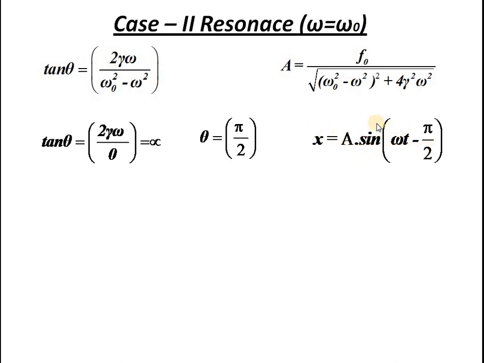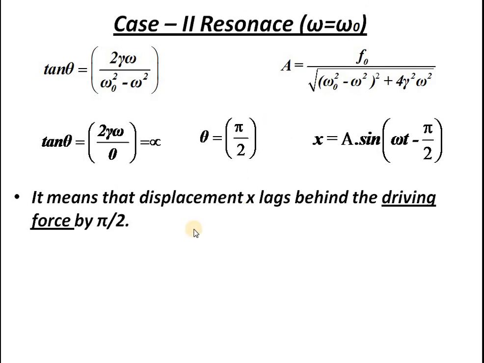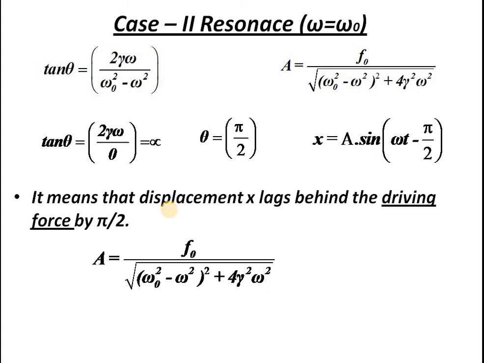That means force and displacement are out of phase by a pi by 2 angle. That is the physical meaning. That means they are not in phase. When the force is maximum, the displacement may not be maximum. There will be a phase lag of pi by 2. That is the meaning of this expression. So that is what is given here. It means that displacement x lags behind the driving force by pi by 2 angle.